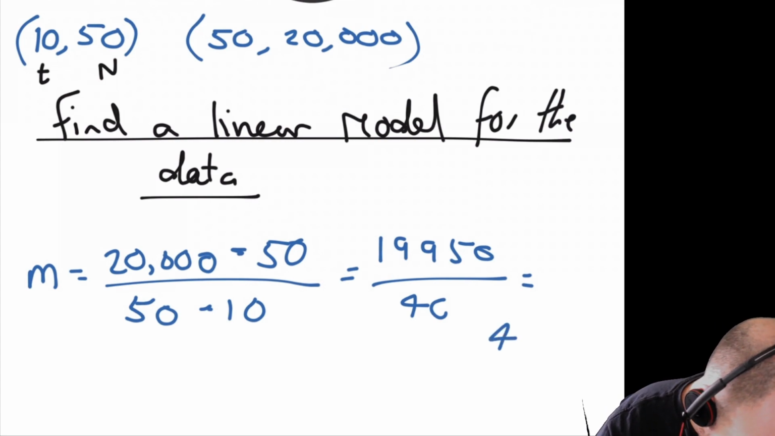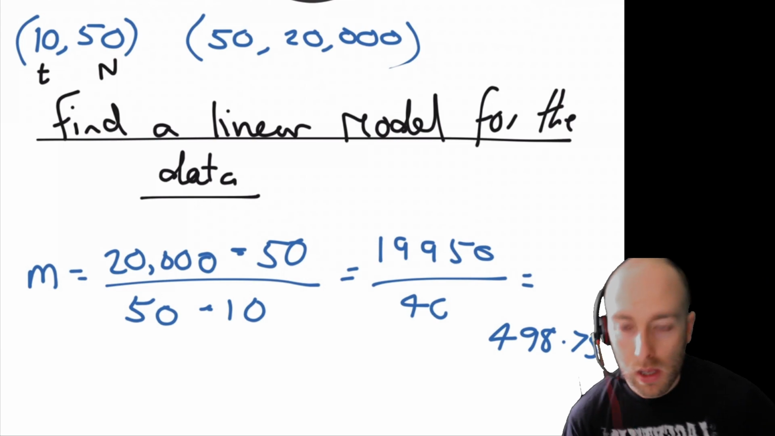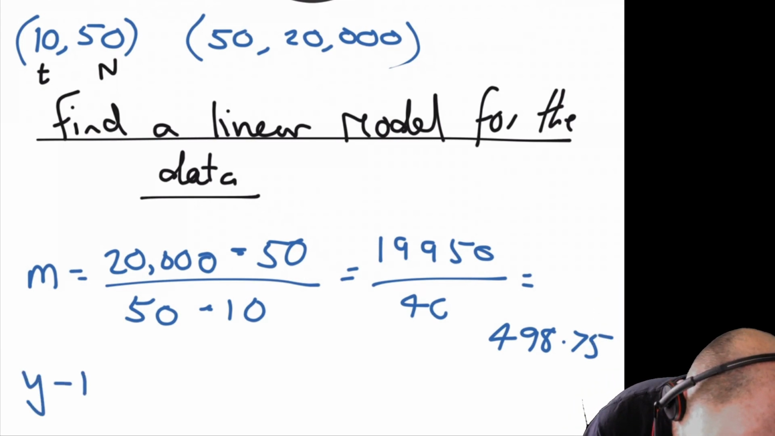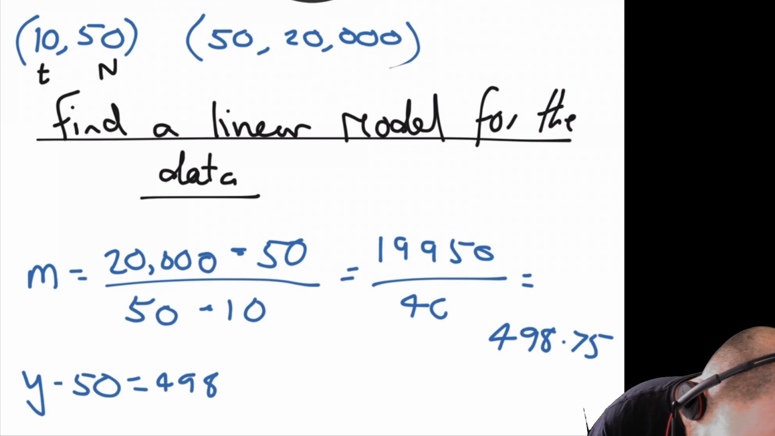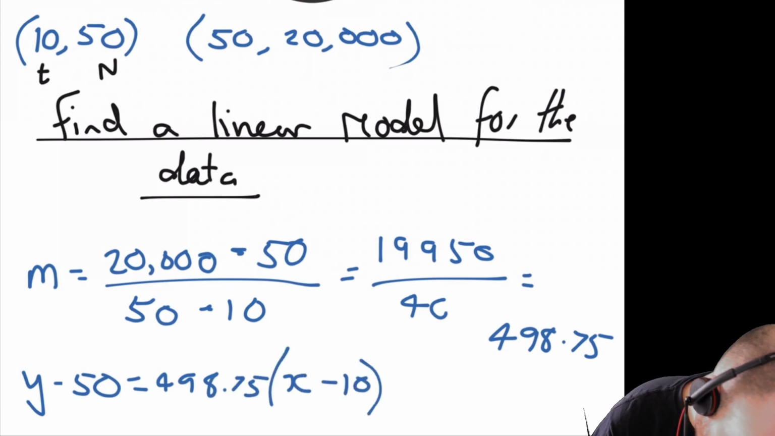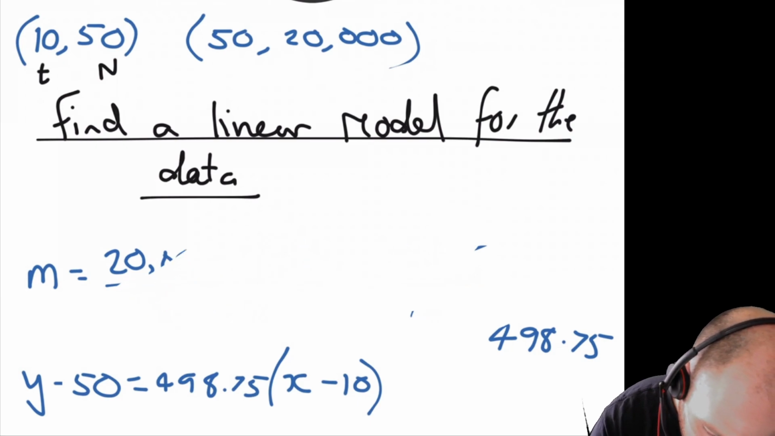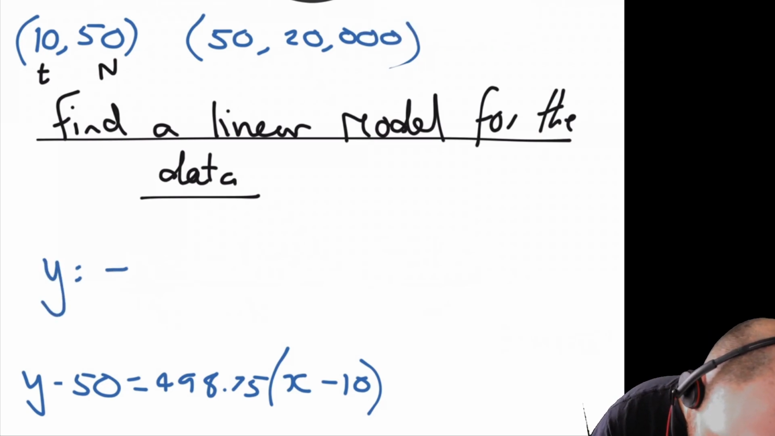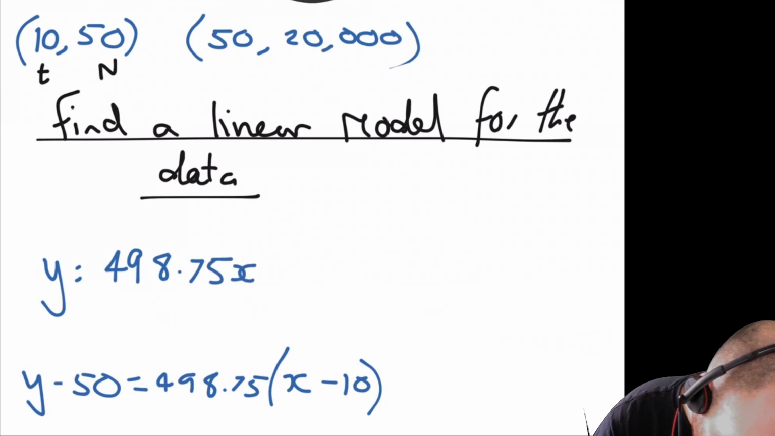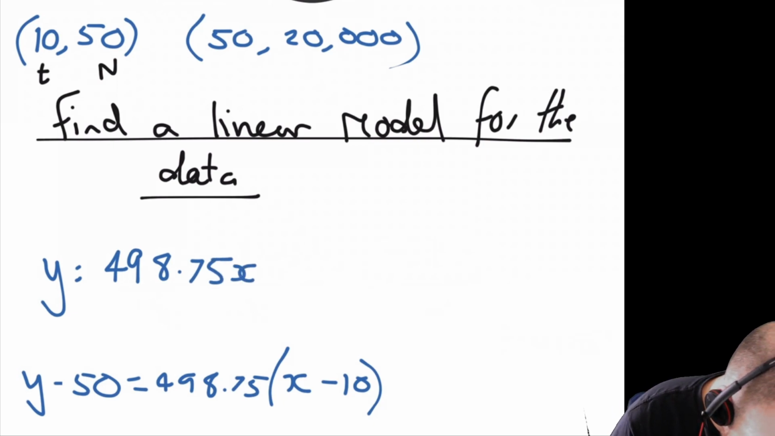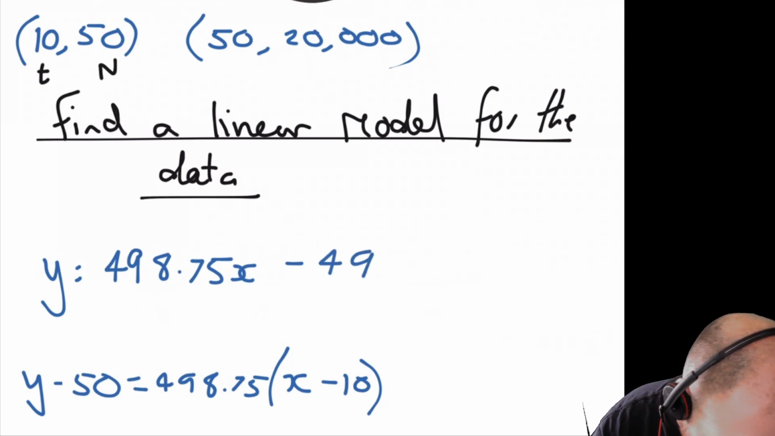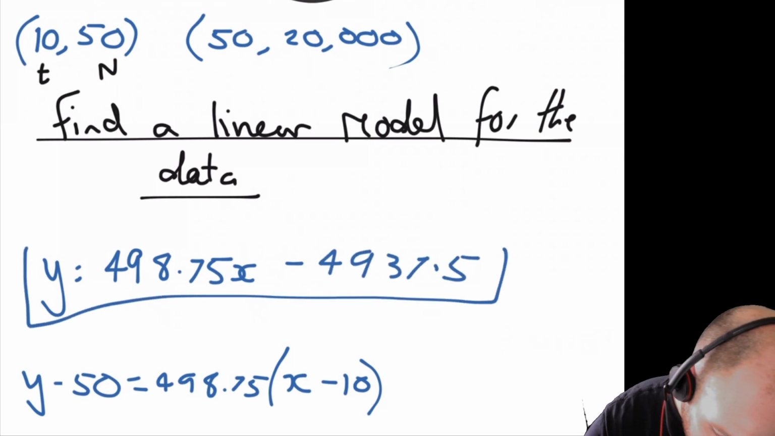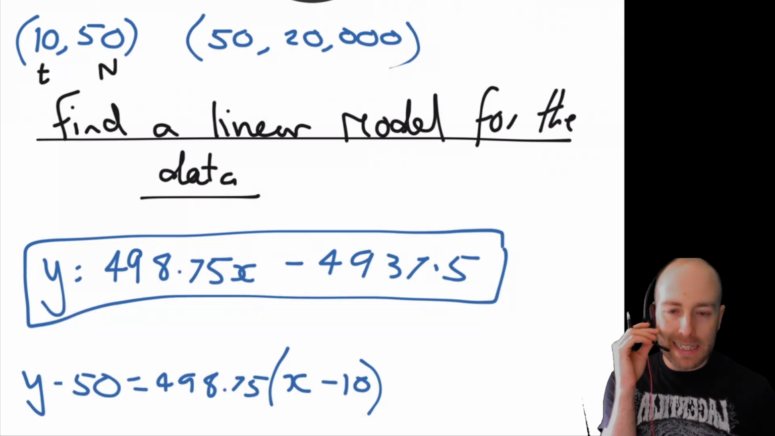Gradient of 498.75. Okay, so we use 1 point, so y minus 50 equals 498.75 times x take 10. You get y equals 498.75x take 4937.5.